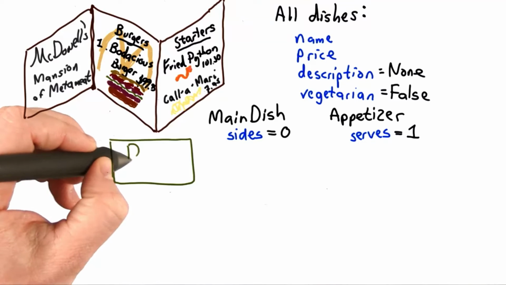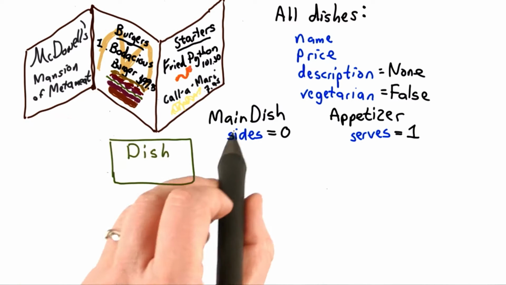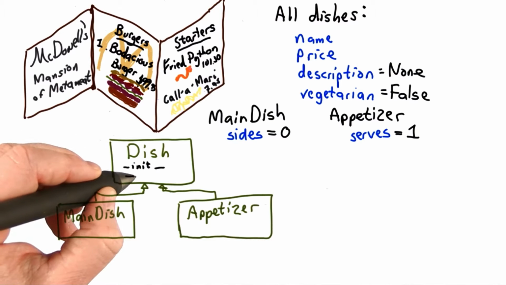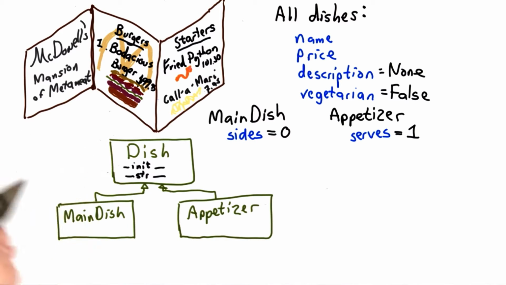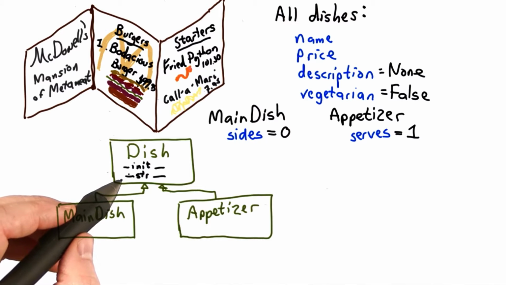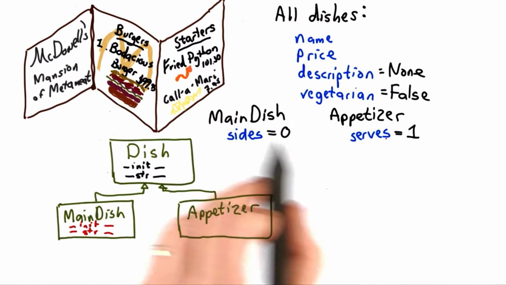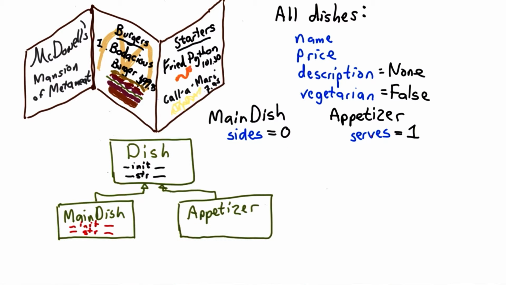So to do this, we'll define a dish class that both the main dish and appetizer classes inherit from. And dish will have both init and stir methods for initializing and representing the dish as a string. In both main dish and appetizer, we're going to need to override those methods to provide the additional behavior that we need for the extra attributes of sides and serves. So that's one approach. Let me show you what that looks like in code.